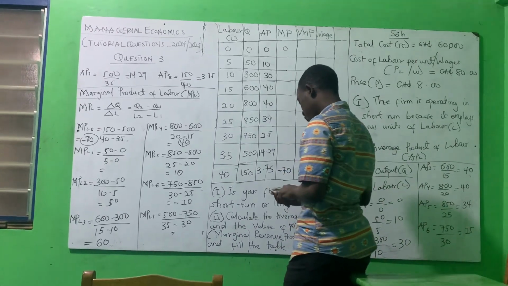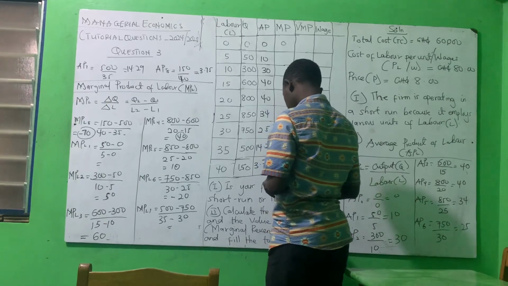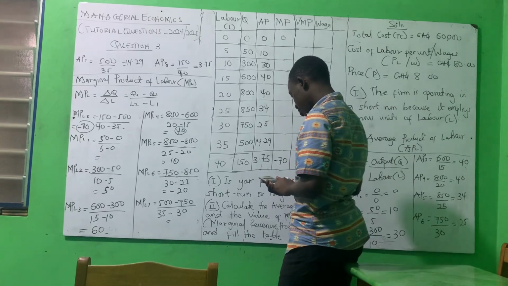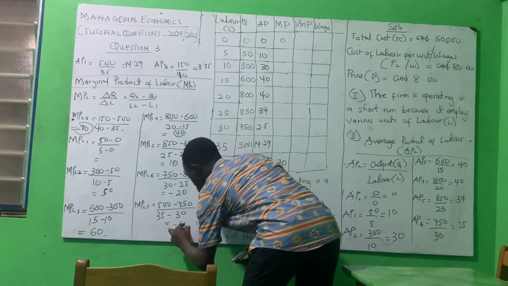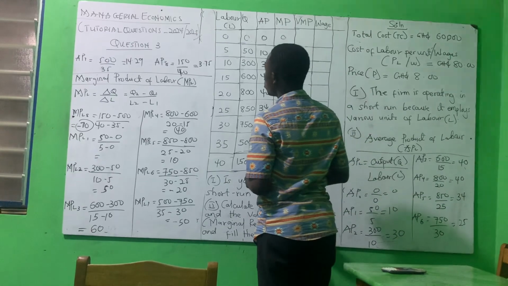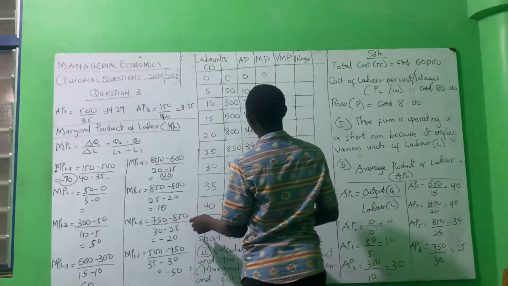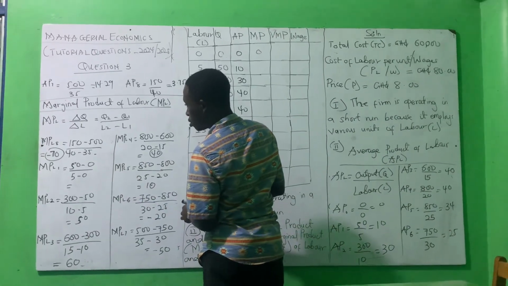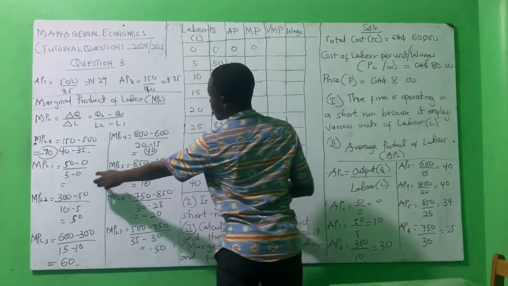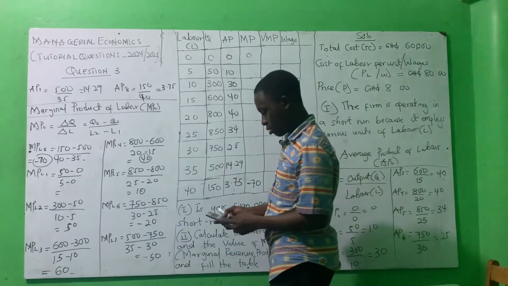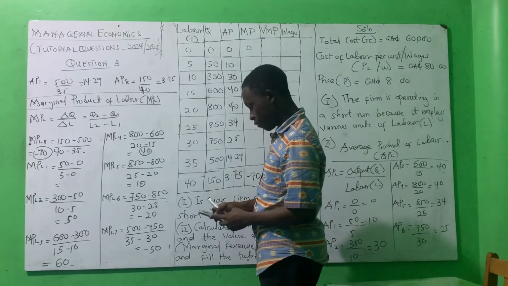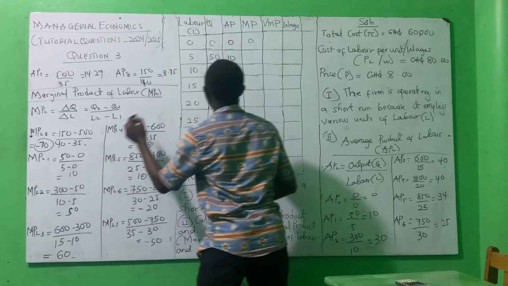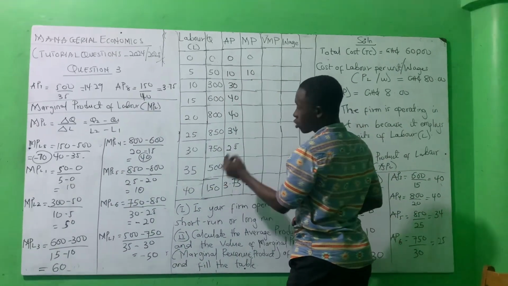500 minus 750 divided by 35 minus 30. Give me minus 50. So now let's substitute them into the table. So the one with 5. So we started from the other side. First one was 0. So we didn't do for the 1. 50 minus 0 divided by 5 minus 0, which will give us 10. So that's a 10. The next one is 50.